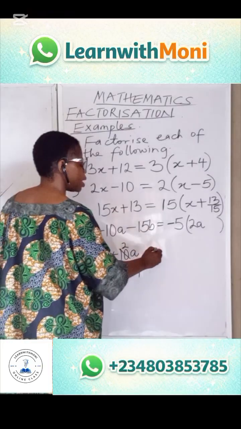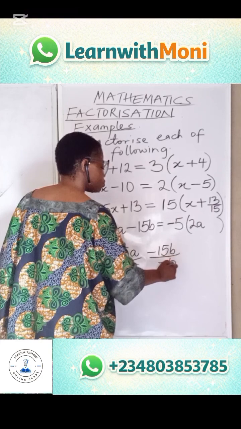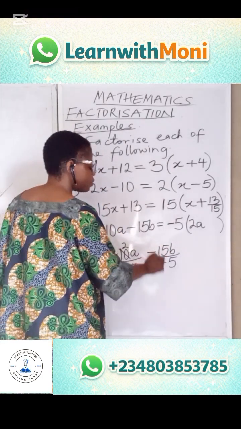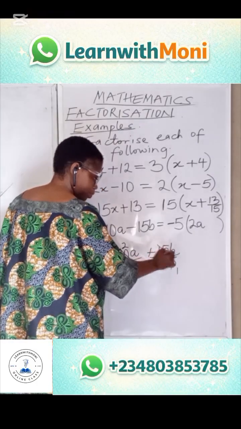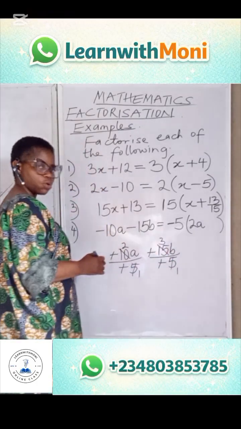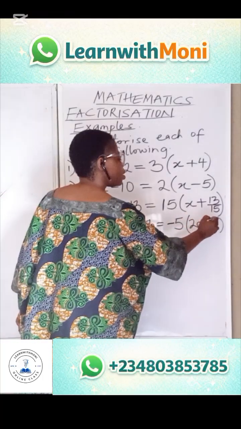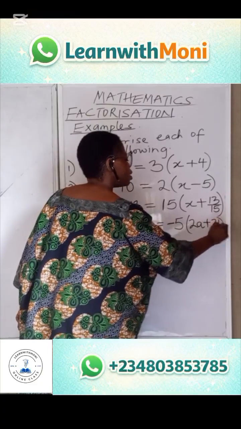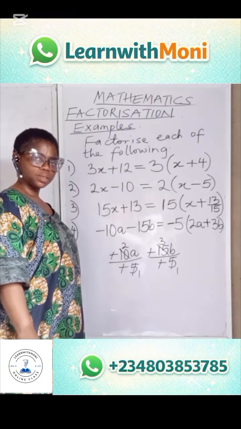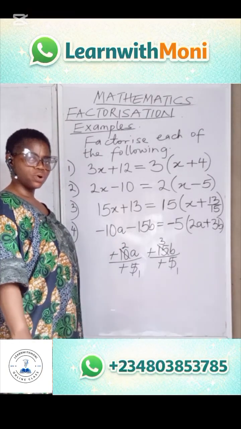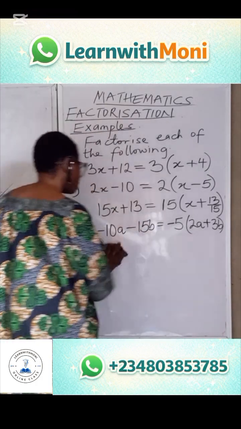Then the other term is minus 15B divided by minus 5. Minus divides minus, giving me positive. 5 divides 5 once, 5 divides 15 3 times. So I am left with 3B, that is positive 3B. And that is the simple factorization of that expression. Let's take one more example before we go.